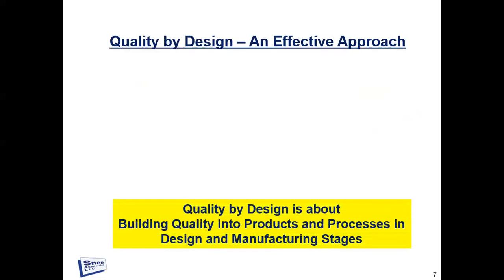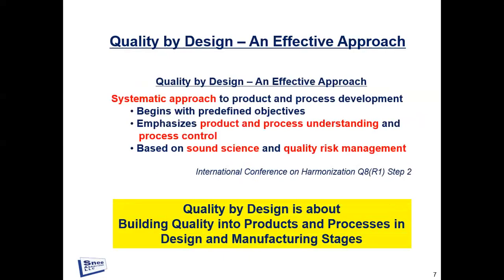So quality by design, it's an effective approach. It's about building quality into products and processes in both design and the manufacturing stages. It's been defined by a number of people, but this is the definition that seems to be most popular and, in my view, the most useful. It's a strategic approach to quality and process development, to product and process development, beginning with pre-design objectives, defined objectives, emphasizing product and process understanding and process control based on sound science and quality risk management.